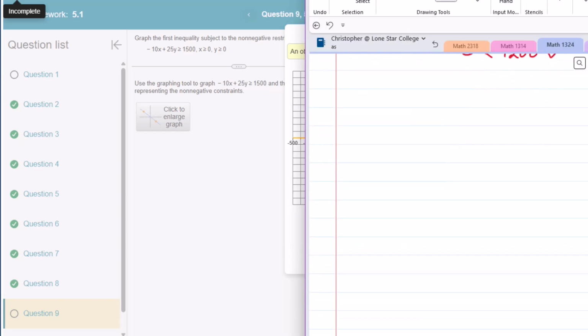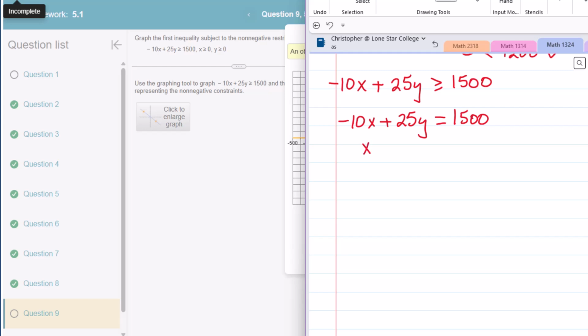I've got minus 10x plus 25y greater than or equal to 1500. All right, well, let's see. I need to know, what does the line look like? First off, plus 25y equals 1500.